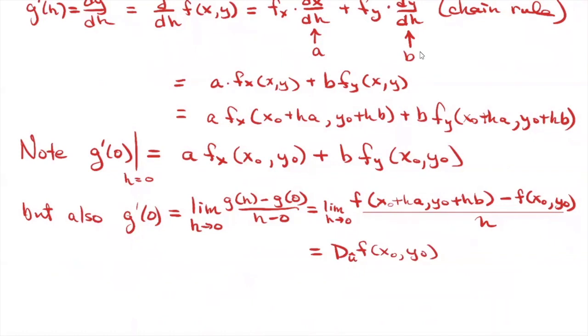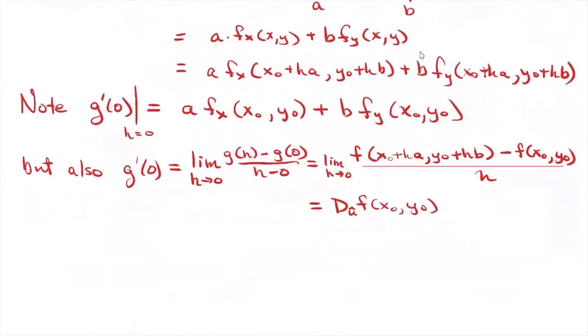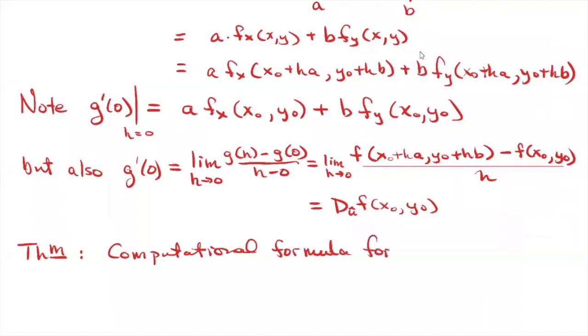So the theorem, you can see these are the same thing. g prime of 0 is expressed in two different ways here. So here's your theorem. This is our computational formula for the directional derivative.